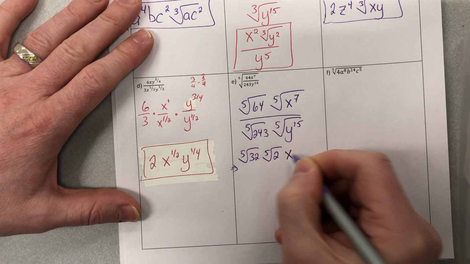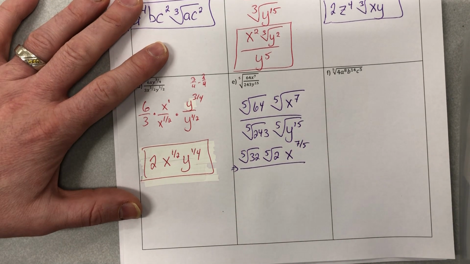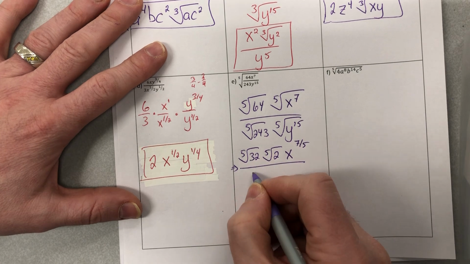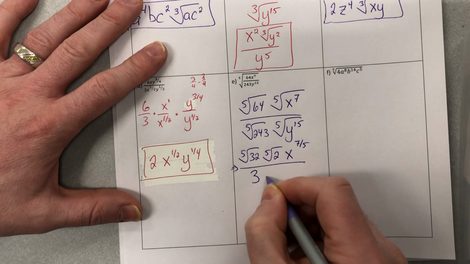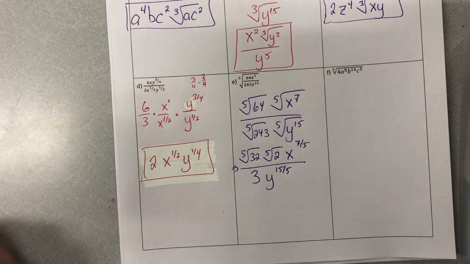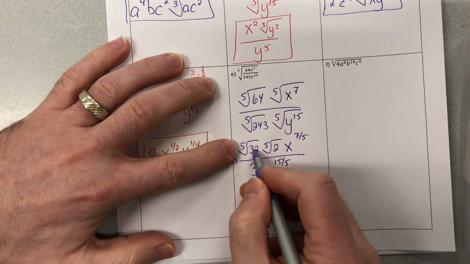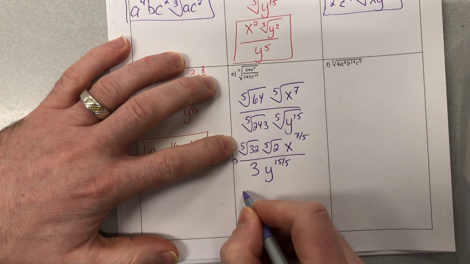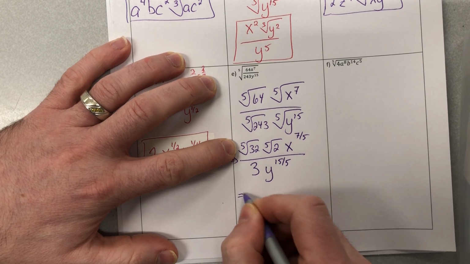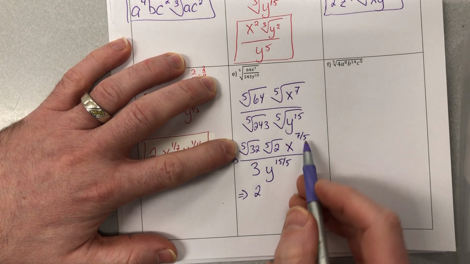And I'm going to rewrite this one as x to the 7/5. What's the fifth root of 243? 3. And I'm going to rewrite this one as y to the 15/5. So what I'm going to do now is simplify these things. If I simplify them, what's the fifth root of 32? Sorry, it's 2. That's going to go on the outside.